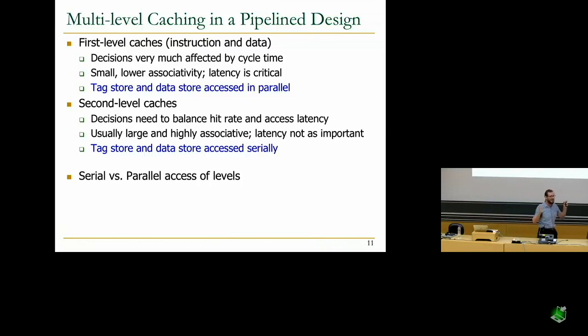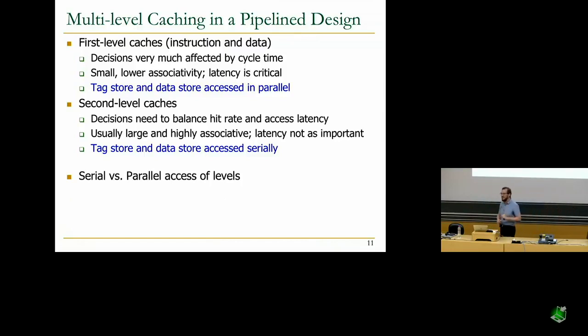You don't want to access those large things without knowing that you have a hit or miss. You can pay the additional latency penalty to figure out whether it's a hit or miss first, and then access the data store and save a lot of energy. So that's a clear trade-off between latency and energy. I pay the additional latency so that I can save energy.